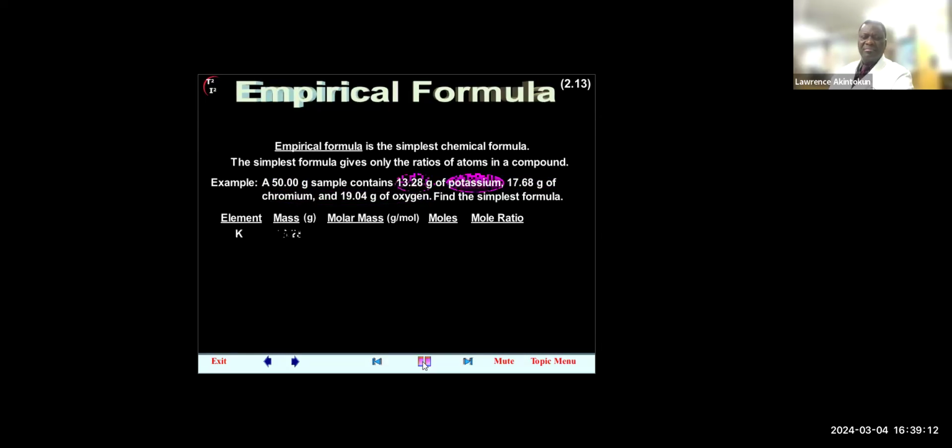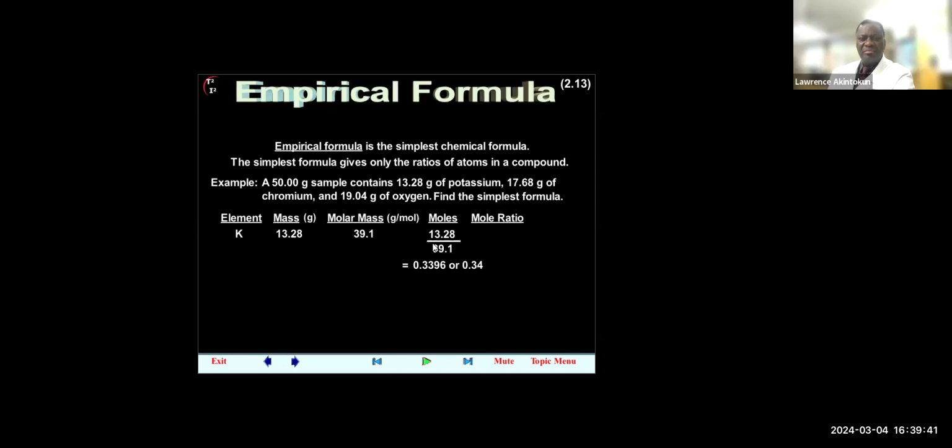Element K. Mass 13.28. Molar mass 39.1. Moles: 13.28 divided by 39.1 is equal to 0.3396 or 0.34. All right, this is how to find the mole.